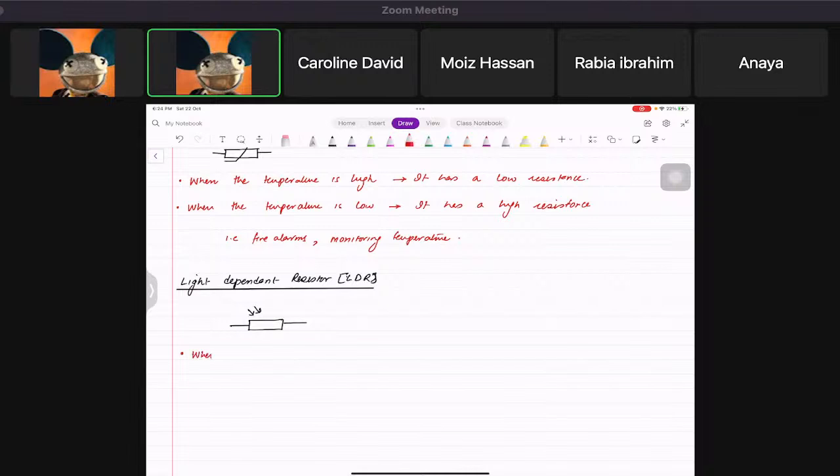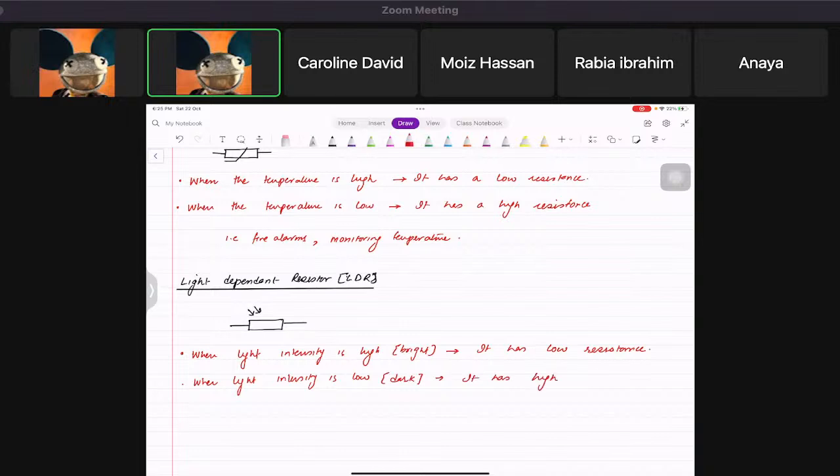when light intensity is high, which means that something is bright, then it has low resistance, so it can allow current to move. And when light intensity is low, which means it's dark, then it has high resistance.